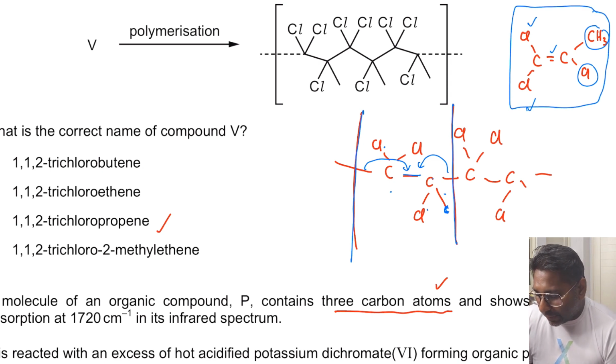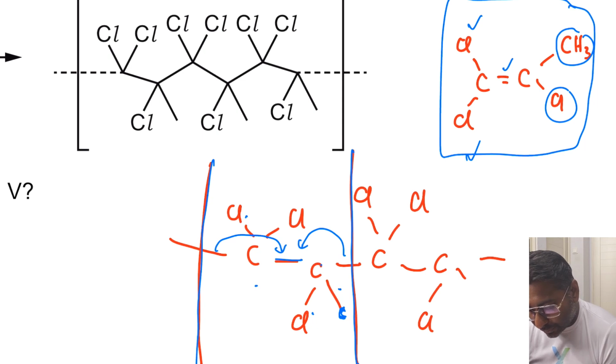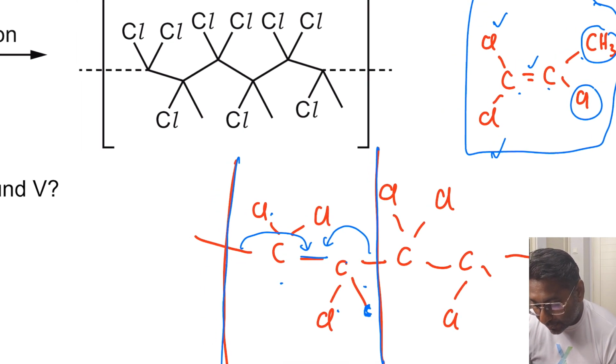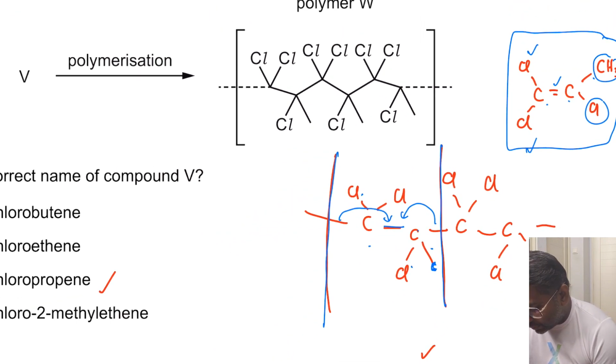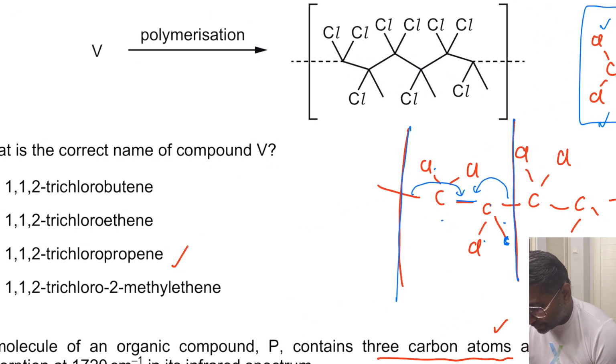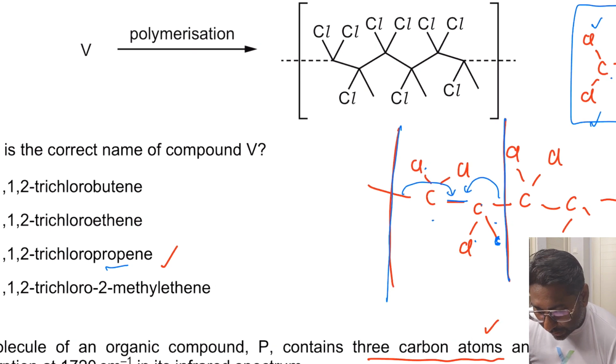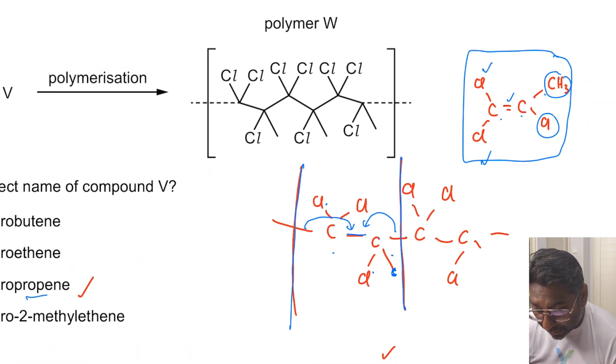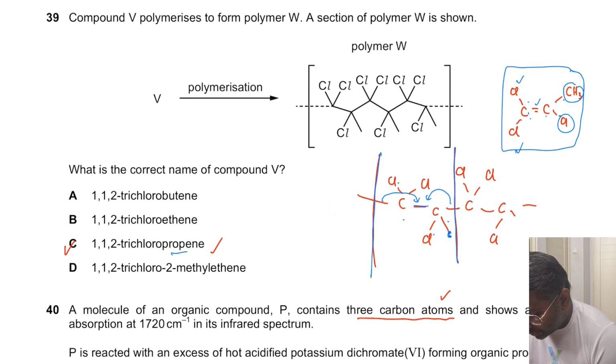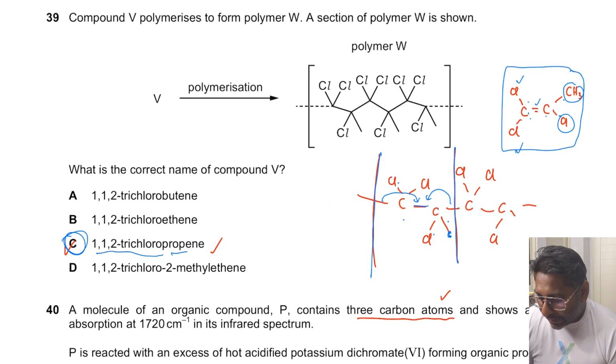So what is the correct name? If you name this 1, 2, 3, it's propene. You look for propene, and then there's trichloro at positions 1, 1, 2, so 1,1,2-trichloropropene. So the answer is C. And finally 40.